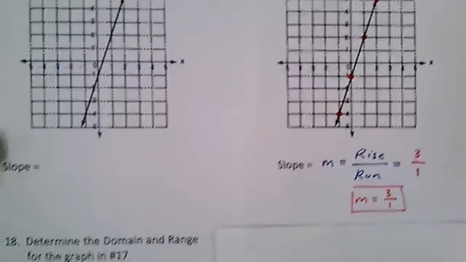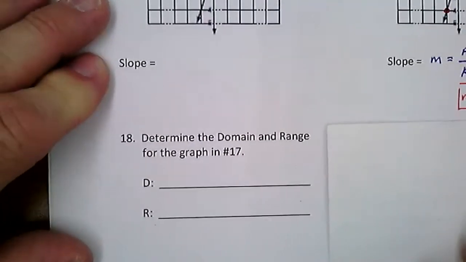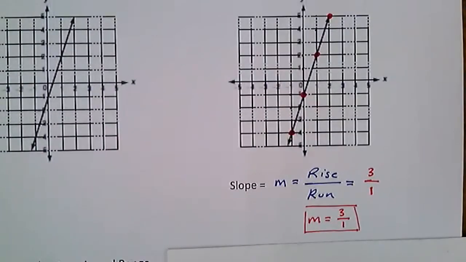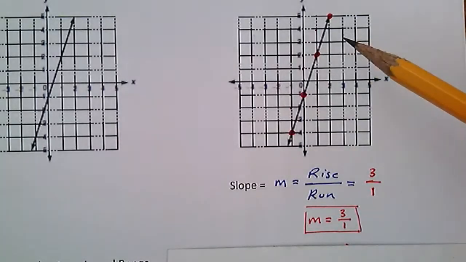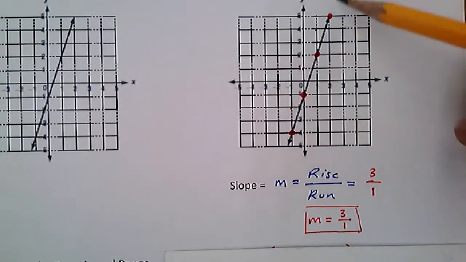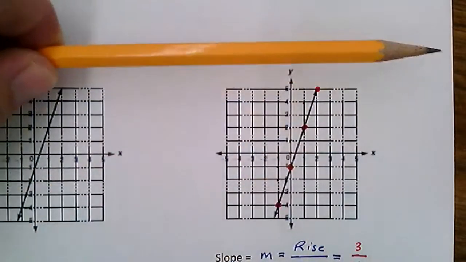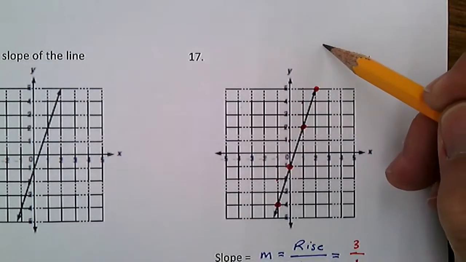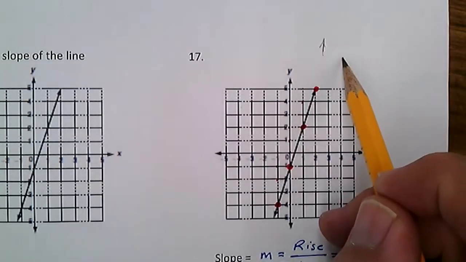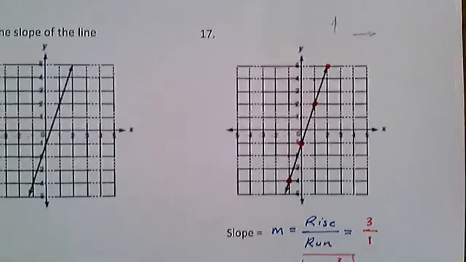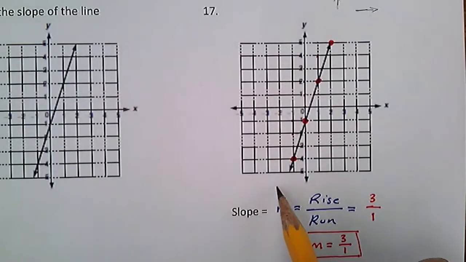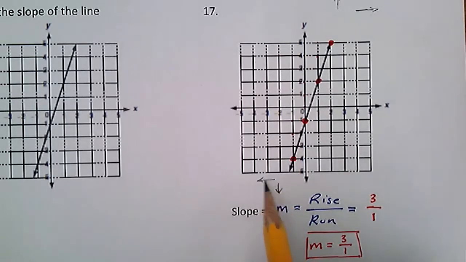Okay, and then question 18 says determine the domain and range for number 17. I'm looking at this and we've already covered this extensively, but since that's an arrow and that's an arrow, that means my graph is going to go forever. It's going to go forever going up and also forever going that way, right? It's slowly working its way up, and over here, it's slowly working its way down and that way.